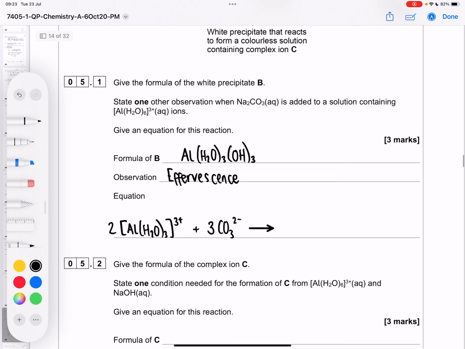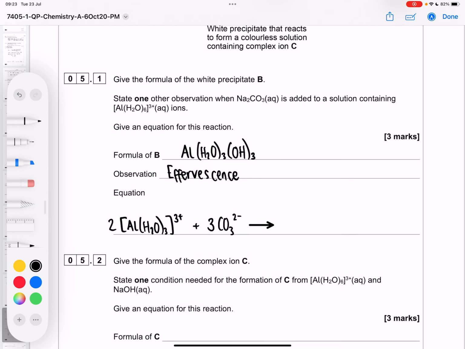So 2 aluminium ions and 3 carbonate ions. So we're going to get 2 of our precipitate. You don't actually need the square bracket because it's uncharged, but I've put it on anyway. And then we'd have 3 CO2s and 3 waters.